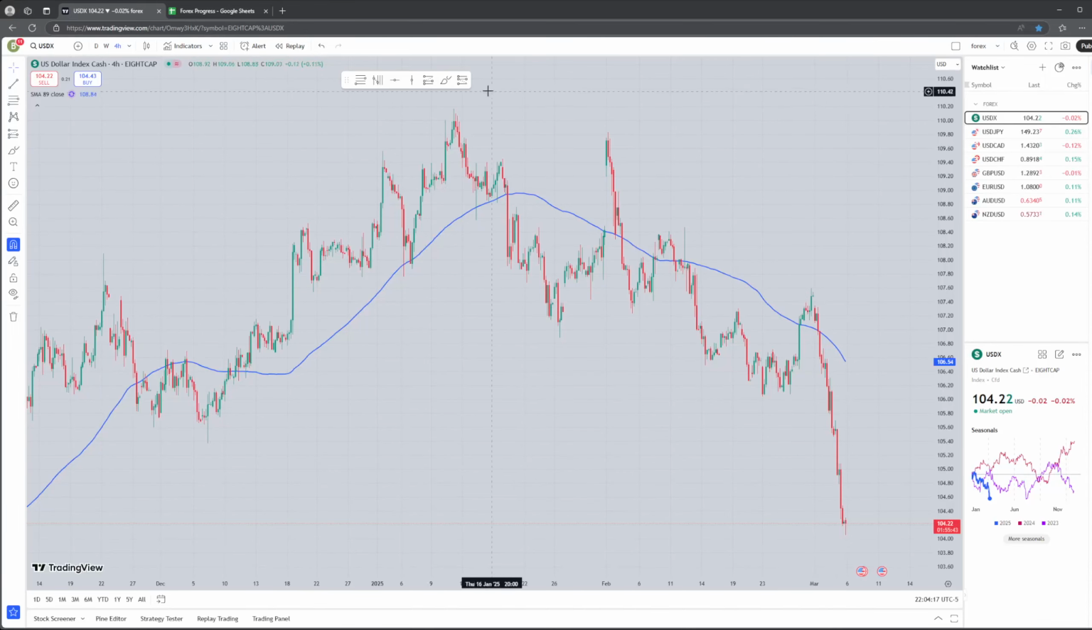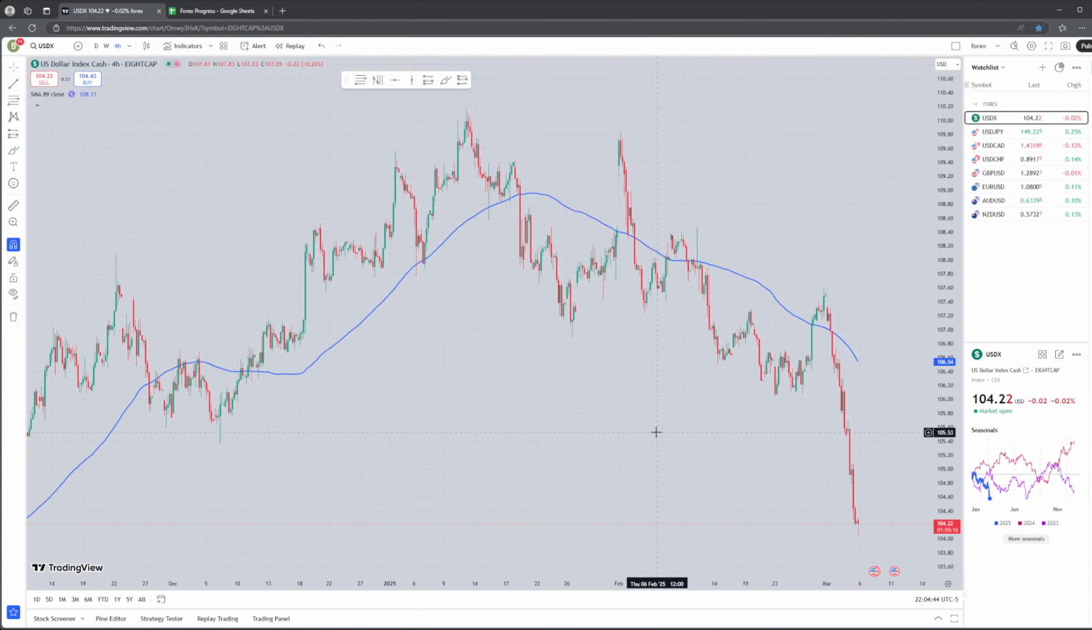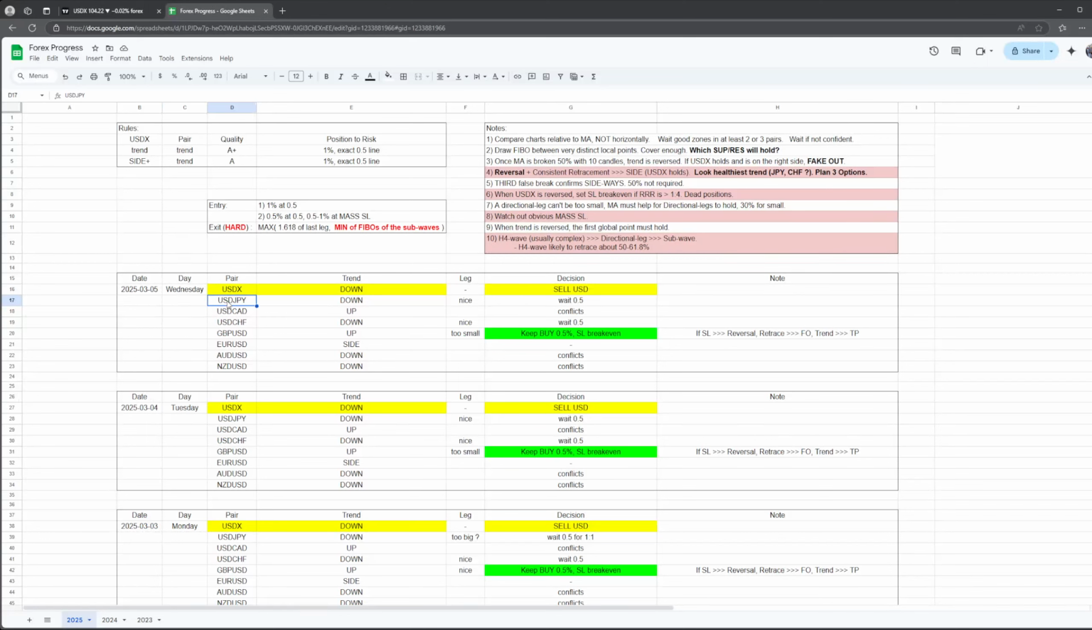Okay, let's start with the USD index chart. The market faked out here nicely, which we called accurately, and since then the market has returned into the original trend and is consistently behaving below the blue moving average line, which means USD is getting weak overall and we're going to look for opportunities to sell USD. Okay, let's write it down. Today is March 5th. The USD index has a downtrend and we're going to look for opportunities to sell USD.